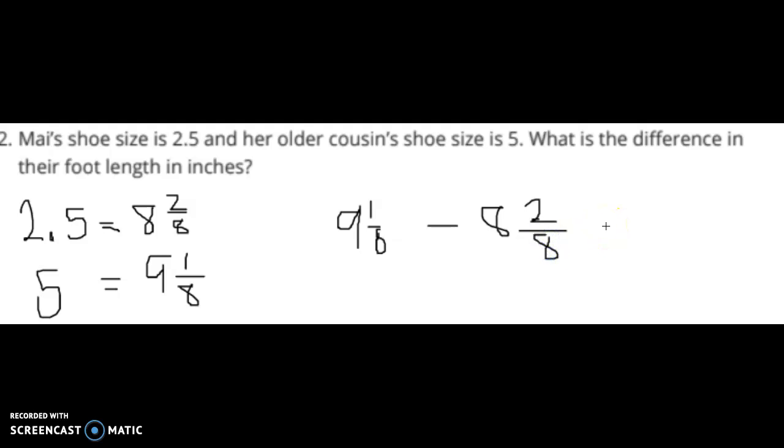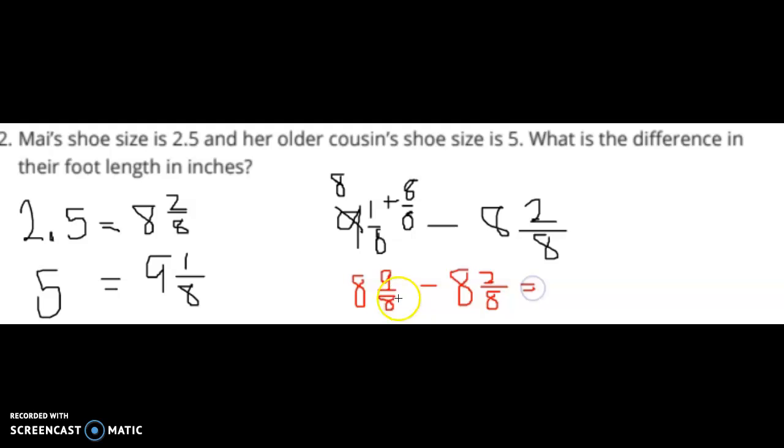Now this one is confusing because we have to borrow. So I'm going to cross off my 9 and make it an 8. And I'm going to add my 8/8 over here. Now 1/8 plus 8/8 is 9/8. And I can do 8 9/8 minus 8 2/8.